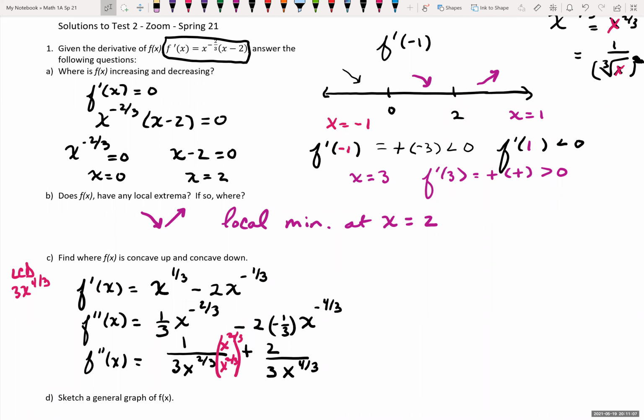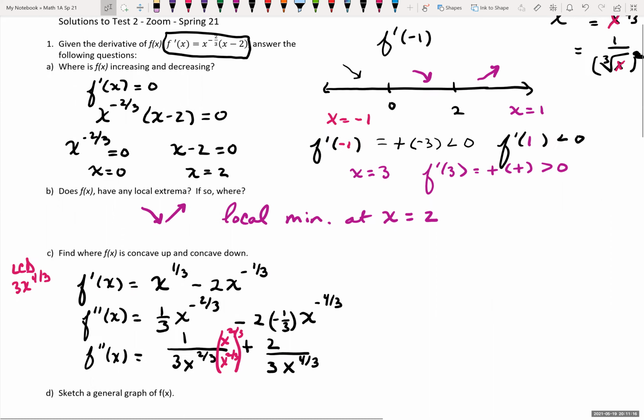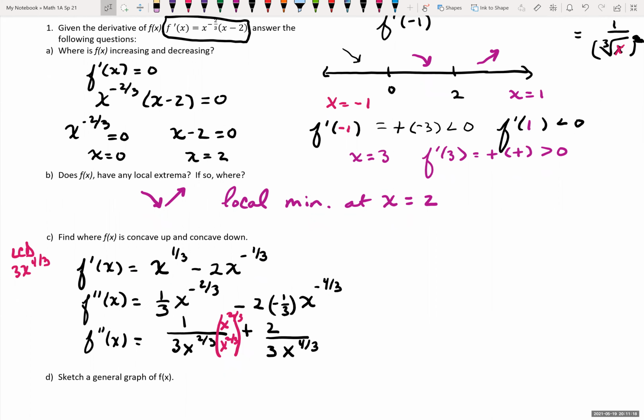Did I write something down wrong? I did. No, I didn't. Sorry. I did it using the product rule, so I have some different work in here. Okay, so let's just carry on.